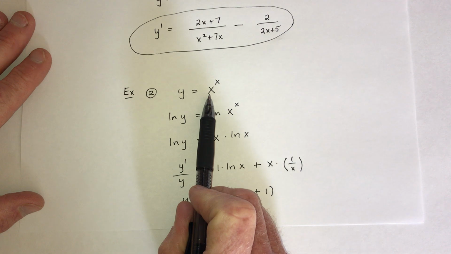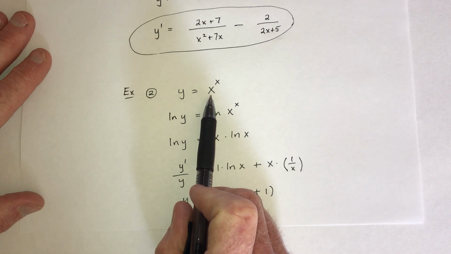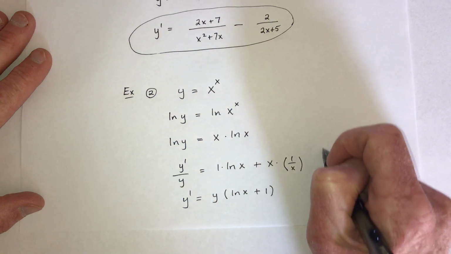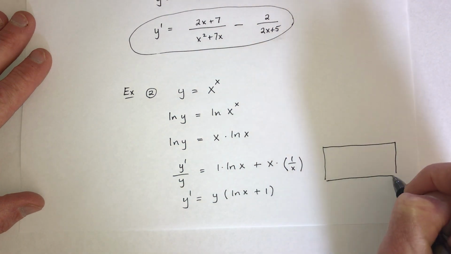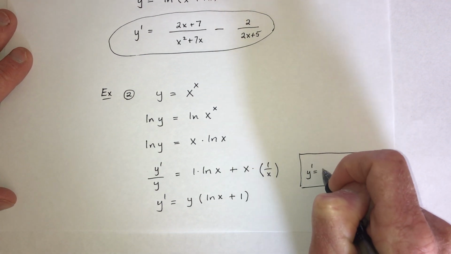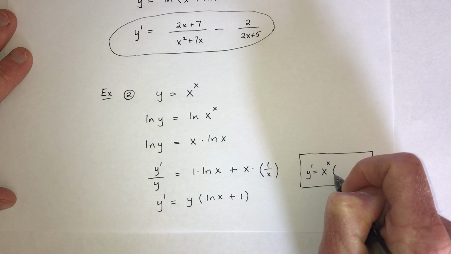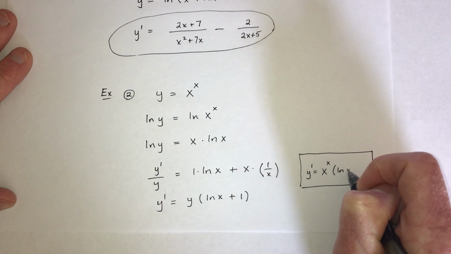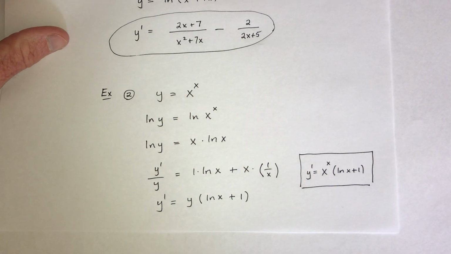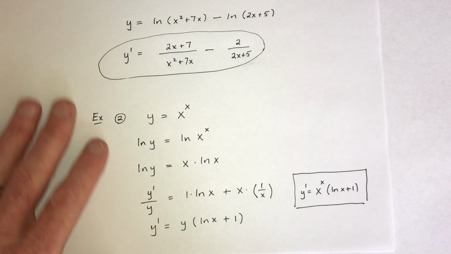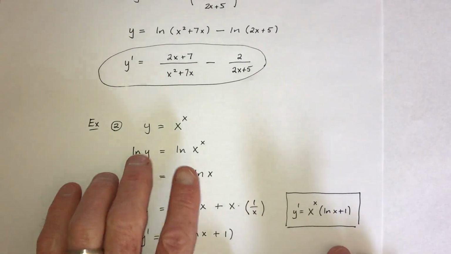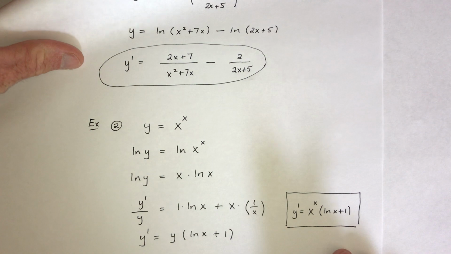The last thing is, I know that y is equal to x to the x, so I'm going to replace that right here. So my final answer, sitting in this beautiful little box right here, is that y prime equals x to the x times the natural log of x plus 1. So sometimes the natural log will already be in the problem. Sometimes you need to take natural log of both sides.